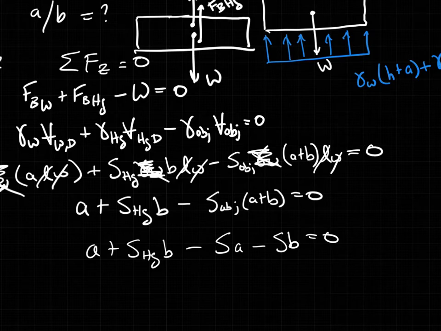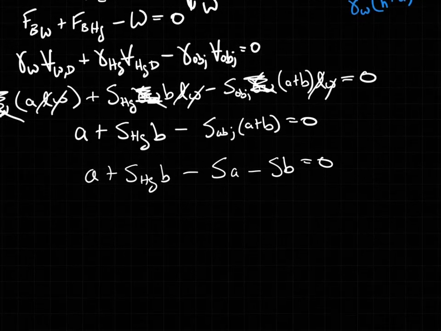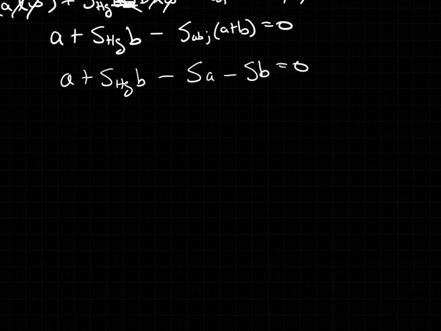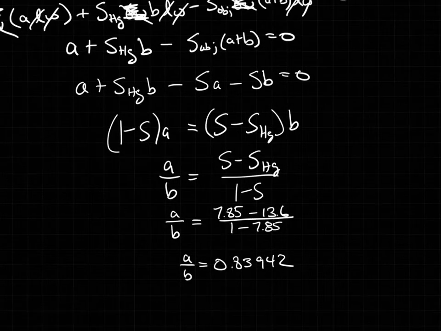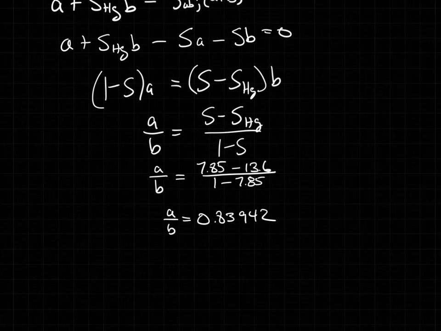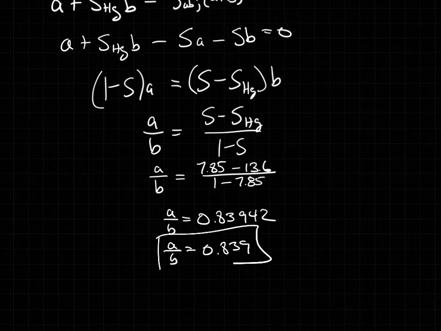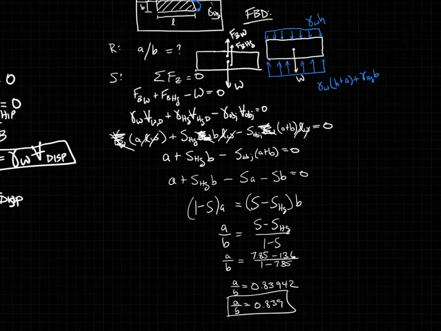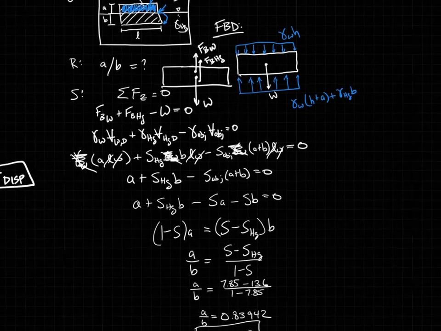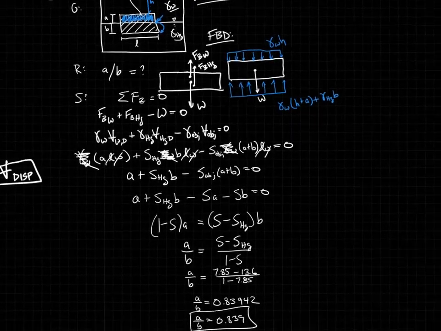So we're going to collect like terms. I'm just going to write it all out, and you can pause it and copy it if you want, but this is just algebra. If you do the algebra, you can pause it and click through it and make sure that it makes sense to you. 0.839, okay, so 83% is in the mercury. Wait, is that right? A over B? No, 83% is in the water. So it's floating really high.